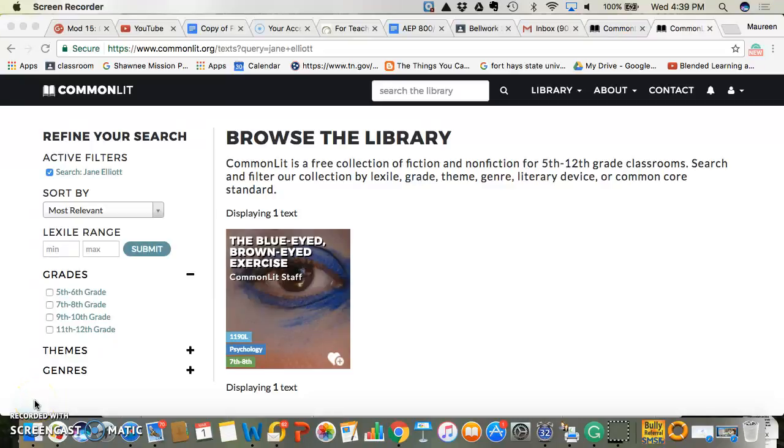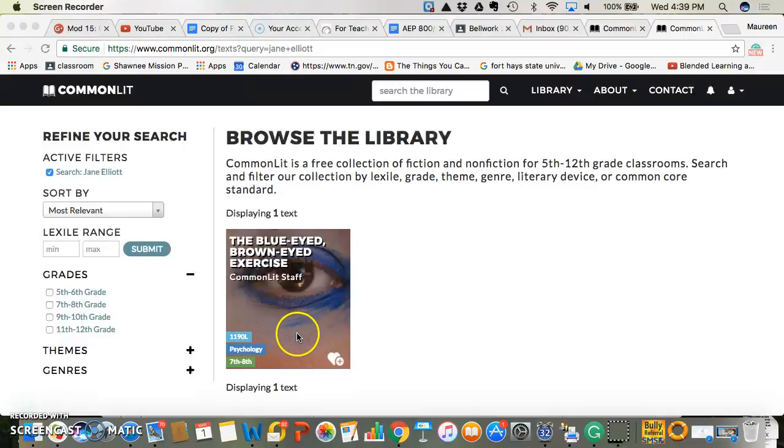So the last app I'm going to talk about is the commonlit.com library. And it's not commonlit.com, it's commonlit.org. So commonlit.org is a text library, and you can search for relevant texts, and you can search them by Lexile range, which is really helpful if you have some lower readers in a group.